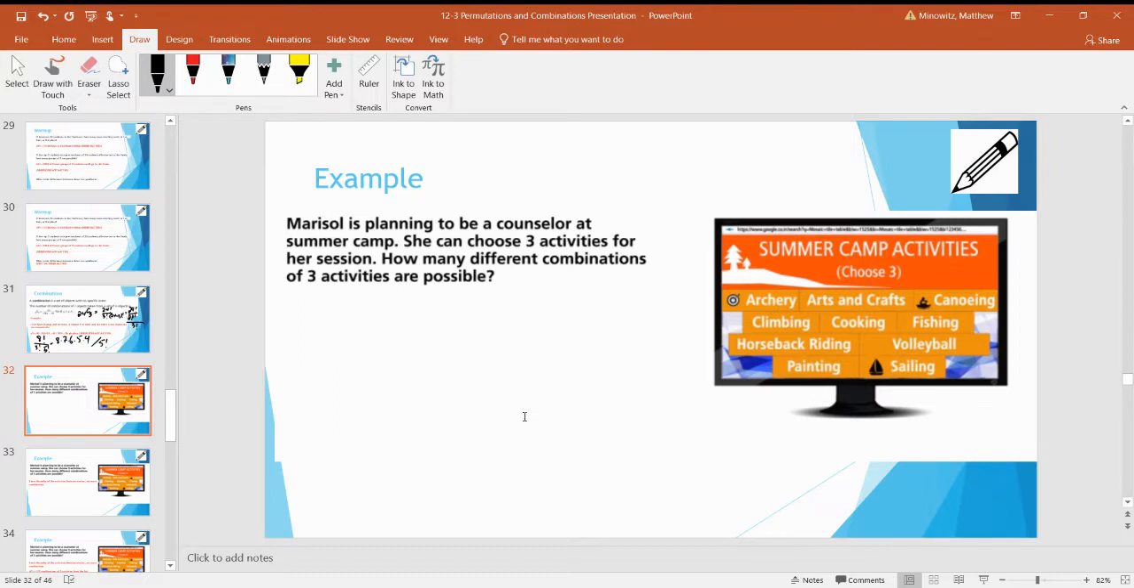Okay, so looking at the right, I see archery and arts and crafts, and I see lots of activities. Don't really care what the specific activities are. I need to know how many of them there are. So I'm counting, I'm thinking 10.